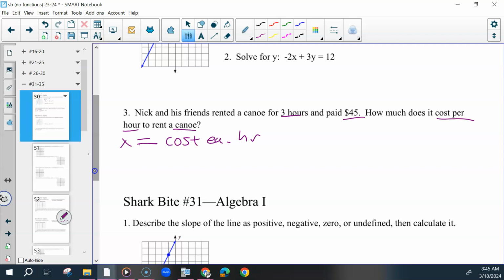And then we know he rented it for 3 hours. We don't know how much that costs per hour. And we know he paid $45. So if we were to solve this, divide both sides by 3, so that each hour it would cost $15. Make sure you define your variable, set up your equation, solve it, and get the answer for that full point.